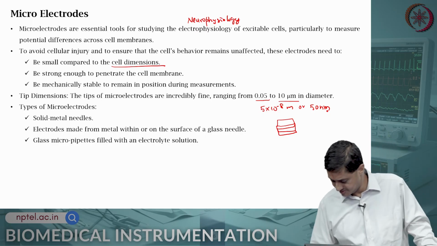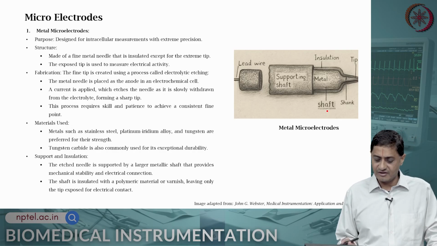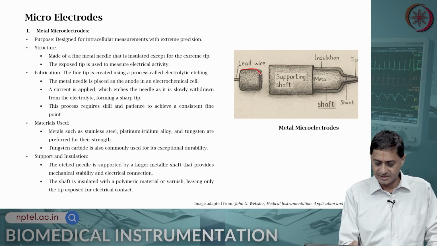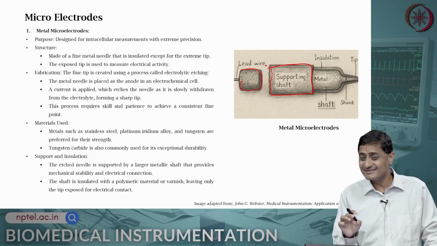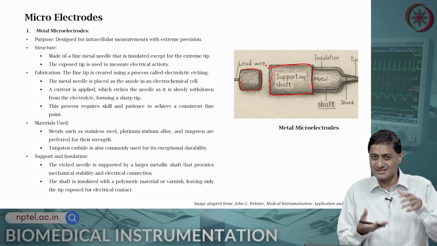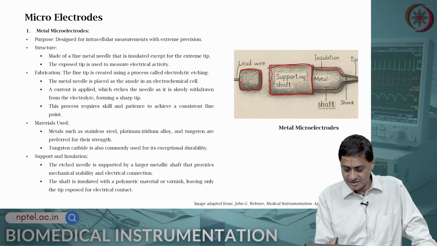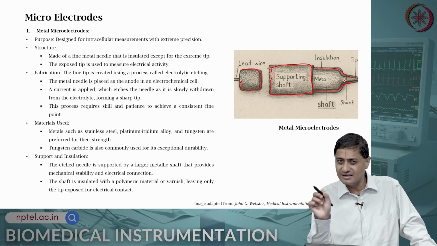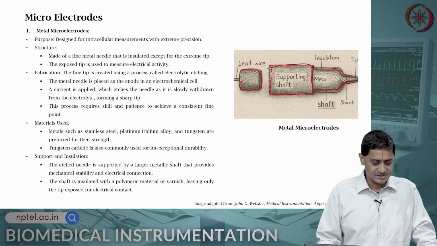How do we do that? That is the question. Right. First is the use of metal microelectrodes. So, what you have is a lead wire. So, that is here, and there is a mechanical supporting shaft that ensures that this electrode stays in shape and does not become flimsy. So, there is a mechanical shaft, that is a supporting shaft, and there is an insulation. Only the tip is uninsulated. At the tip there is a little bit of insulation removed. Everywhere else there is insulation provided. So, that is the metal microelectrode.